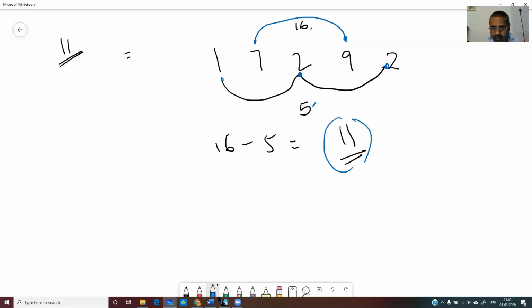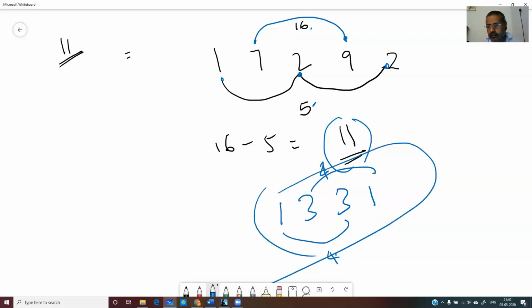Let's take a number like 1331. We have seen that. What is 1331? We know it is divisible by 11. So you take the even positions, that is 4, and the odd positions, that is 4. What is the difference? 4 minus 4 is 0. So this whole number is divisible by 11.